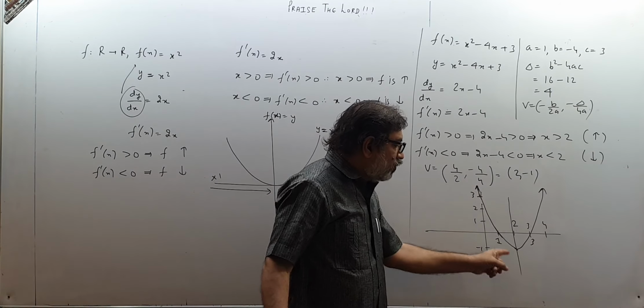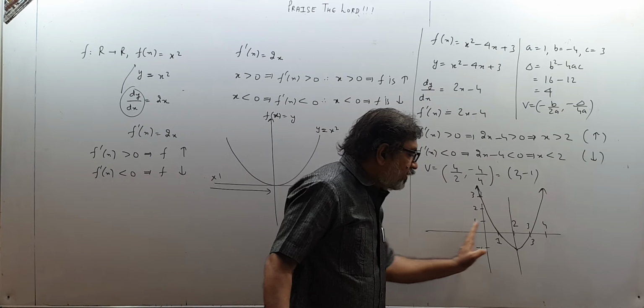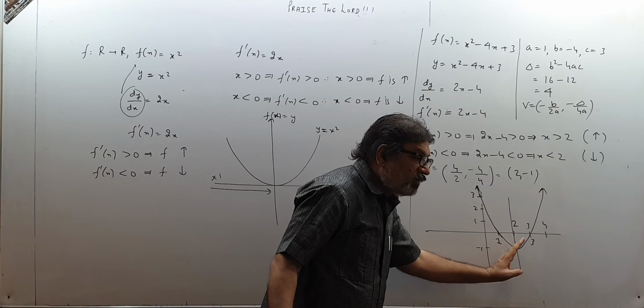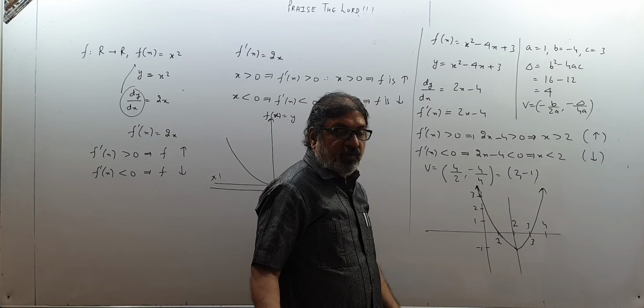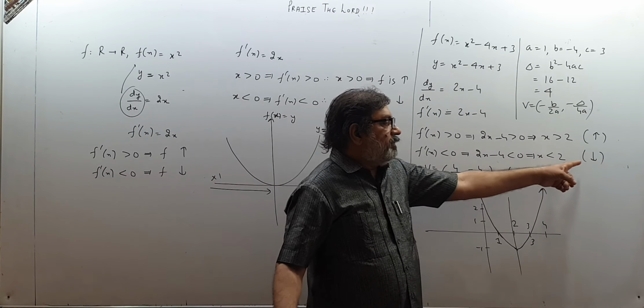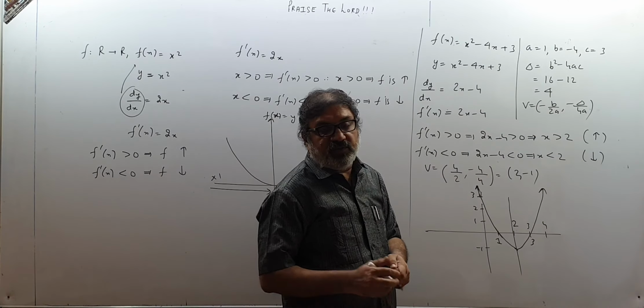If you move from, don't go like this. You have to move from this side to this side. As you move from here to here, what is happening? The graph is coming down. So for less than 2, it is decreasing, and for more than 2, it is increasing.